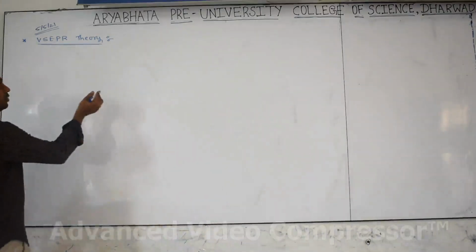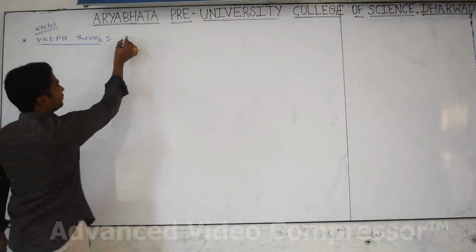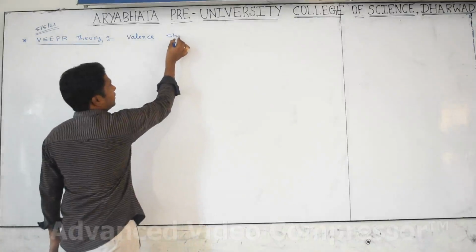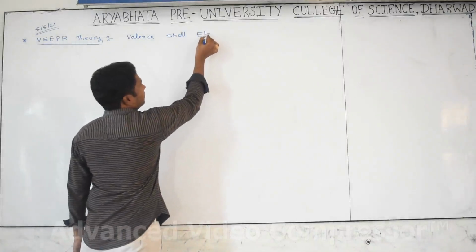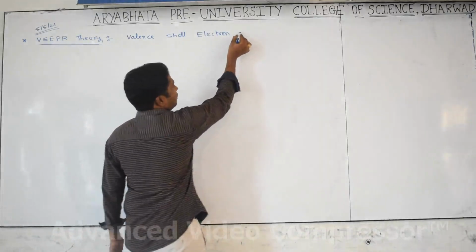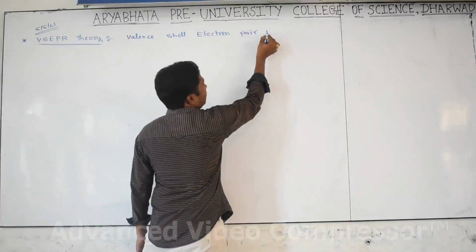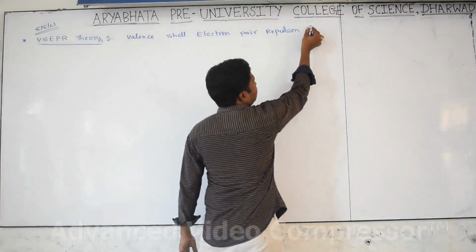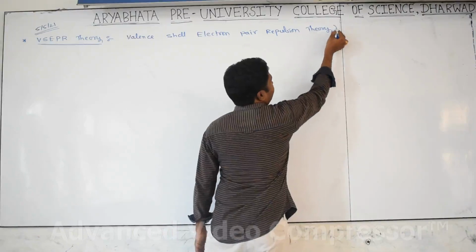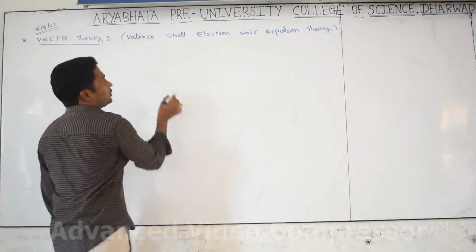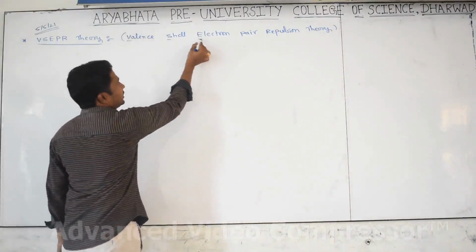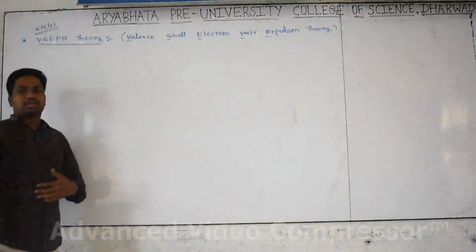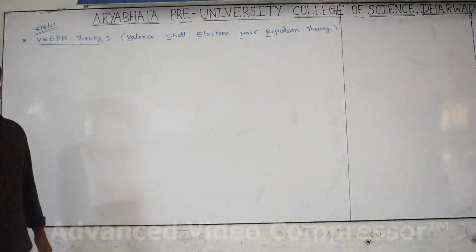VSEPR theory. What is the full form of VSEPR theory? Just write down here. V means valence, shell, electron, valence shell electron pair repulsion theory. Valence shell electron pair repulsion theory is nothing but VSEPR. So how is this successful? What are the postulates of this VSEPR theory? I will explain to you.